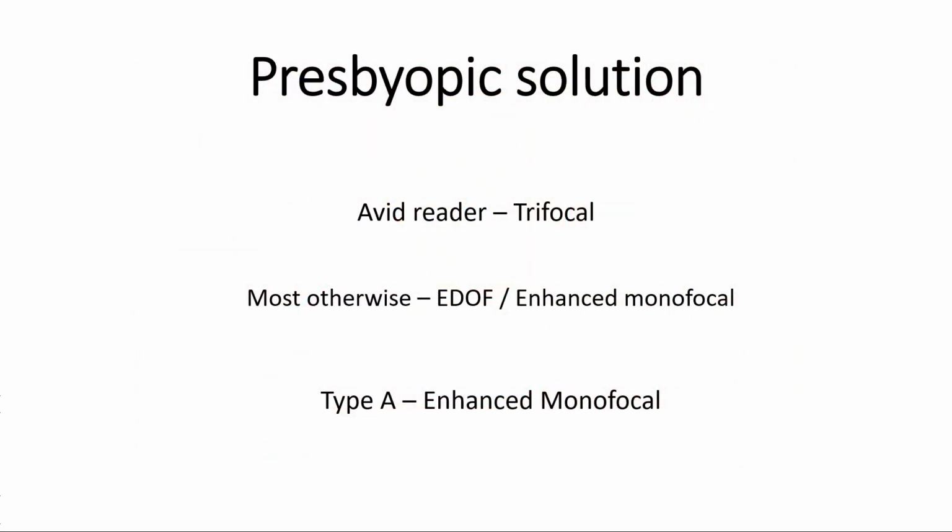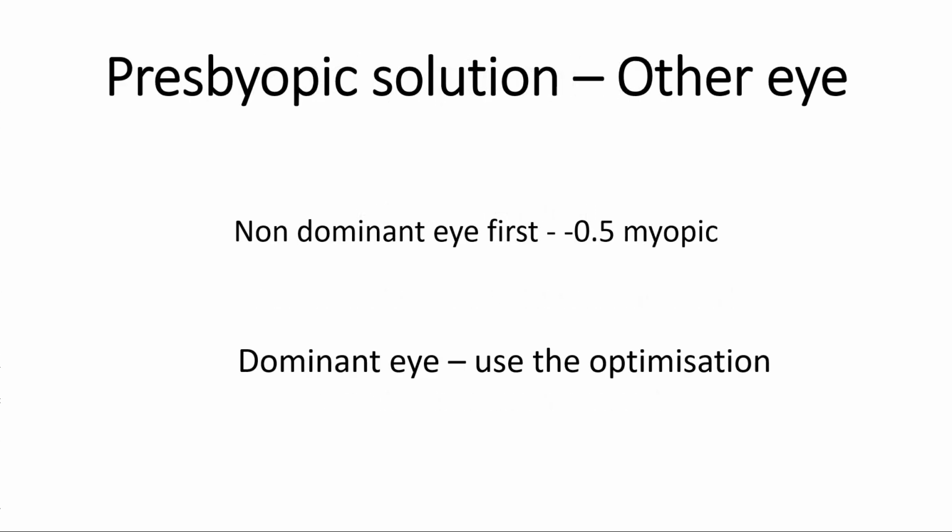Now, how do I differentiate? I don't want to go into the brands. All the technology has been spoken about. In fact, some of his slides have to be deleted. Yes. Last slide. Just one more slide. Avid reader, trifocal, otherwise EDOF. Safest bet if you are starting off, enhanced monofocal would be better. How do I optimize between the 2 eyes? Always operate the non-dominant eye, either on target or 0.5 myopic. 0.5 myopic if I'm using enhanced monofocal, and then use that optimization for the dominant eye.